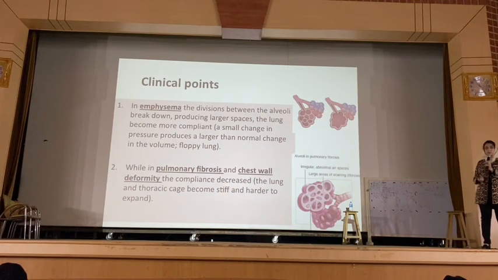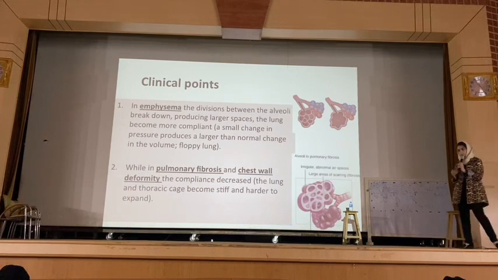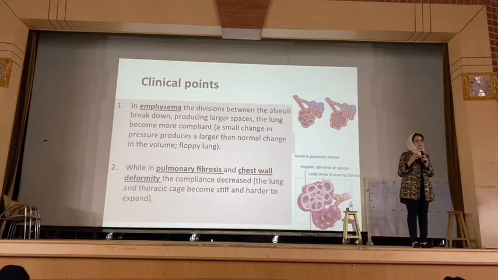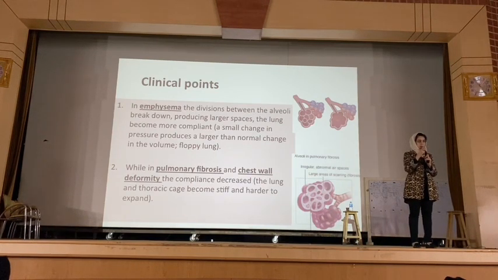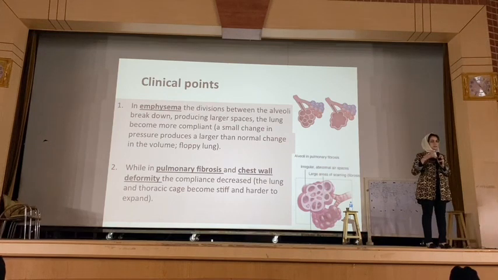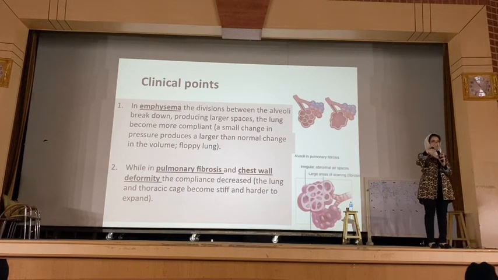Another disease is the opposite of emphysema, because the compliance decreases. In which condition does the lung become less compliant? Any disease? Fibrosis. Pneumonia, yes, pneumonia is one of the causes. Severe pneumonia can cause atelectasis, collapse of the lung.